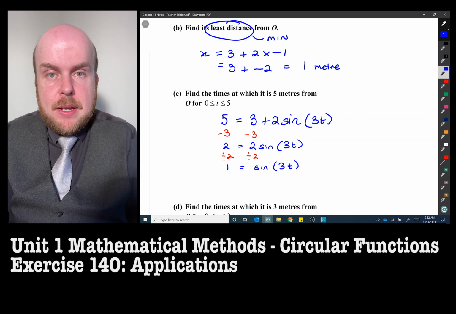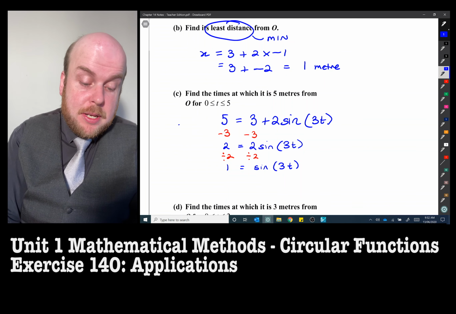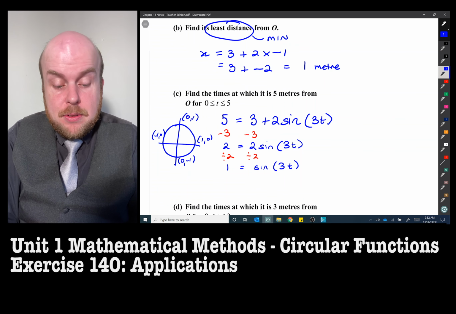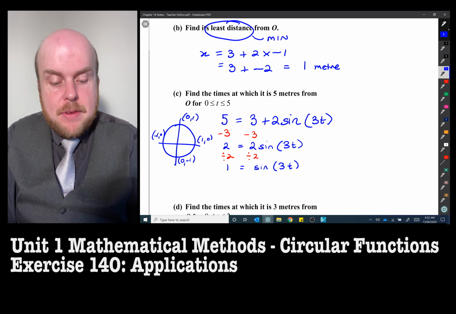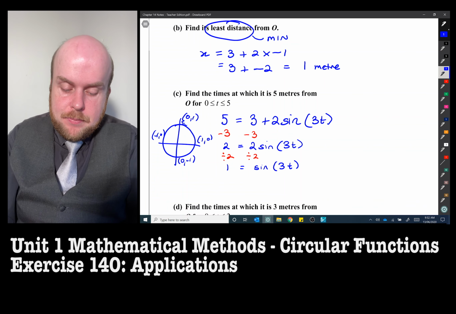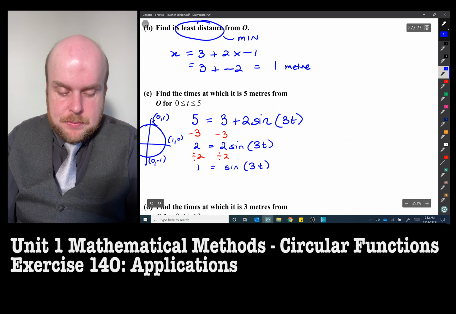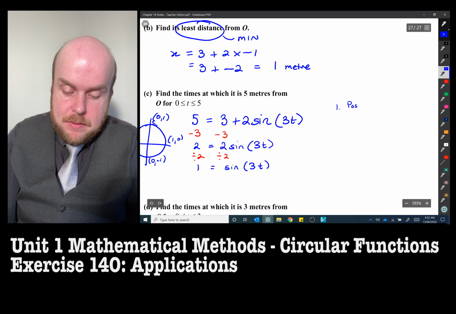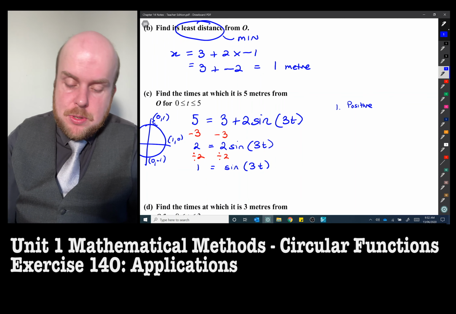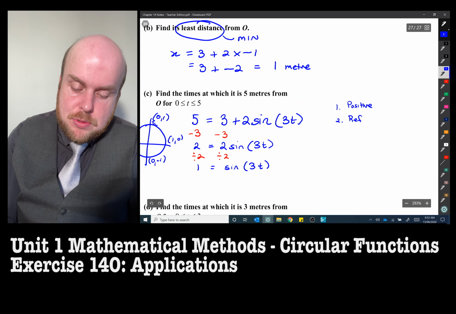Well, 1 is an exact value. So when is sine equal to 1? We just need to remember our unit circle. And in this instance, remember that cos is the x value, sine is the y value. This will be when t is pi on 2. So we are going to solve as usual. So it's positive. It doesn't really have a quadrant here because it's right in between two quadrants. So I'm just going to go straight to saying the reference angle, which is pi on 2.